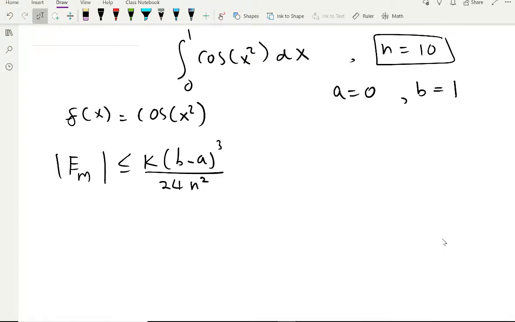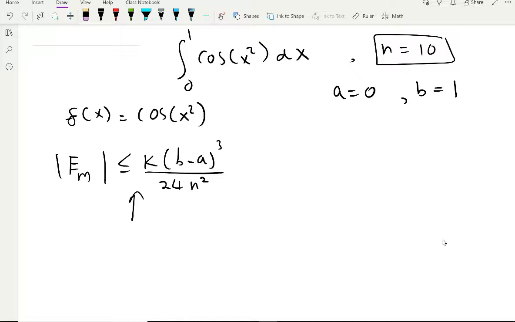So let's continue our discussion from the last video. What we are trying to do is to use the error bound formulas. We need this k value. Right now we are looking at different types of functions, and based on those functions we are looking for a way to find k. I'm teaching you how to find k.